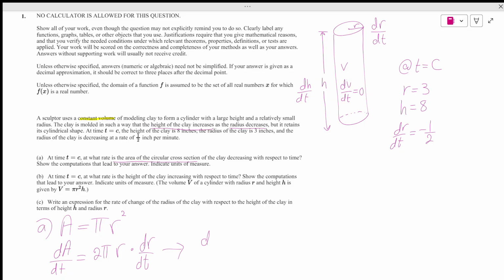So dA over dt is equal to 2 pi times r, which is 3 at that moment, and dr over dt is equal to -½. So the area is decreasing at a rate of -3 pi, and it says indicate the units. The units will be square inches per minute. This is part A.